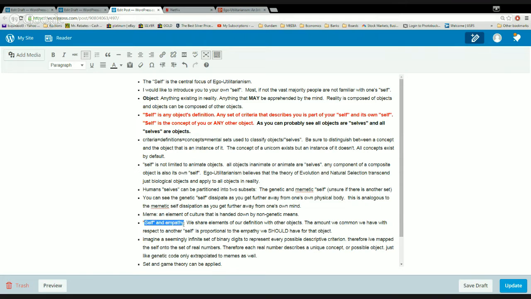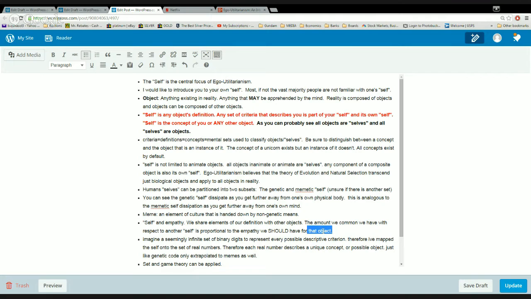Self and empathy. We share elements of our definition with other objects. The amount we have in common with respect to another self is proportional to the empathy we should have for that object. So the amount we have in common with respect to another self is proportional to the empathy we should have for the object.